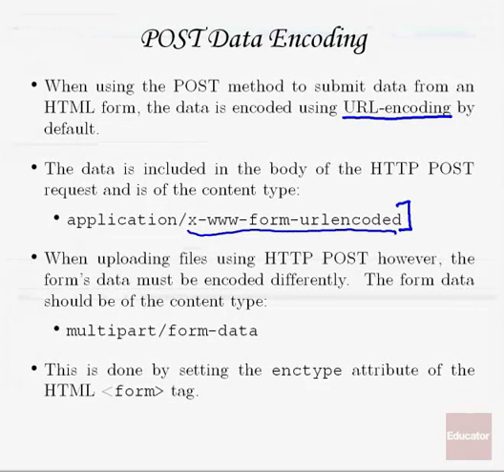However, when we want to upload a file, you need to change that encoding. You need to use a different type of encoding, and the content type and the encoding that you're going to be using is something called multipart form data. And the way that you do that is by setting the enctype attribute of your HTML form tag.